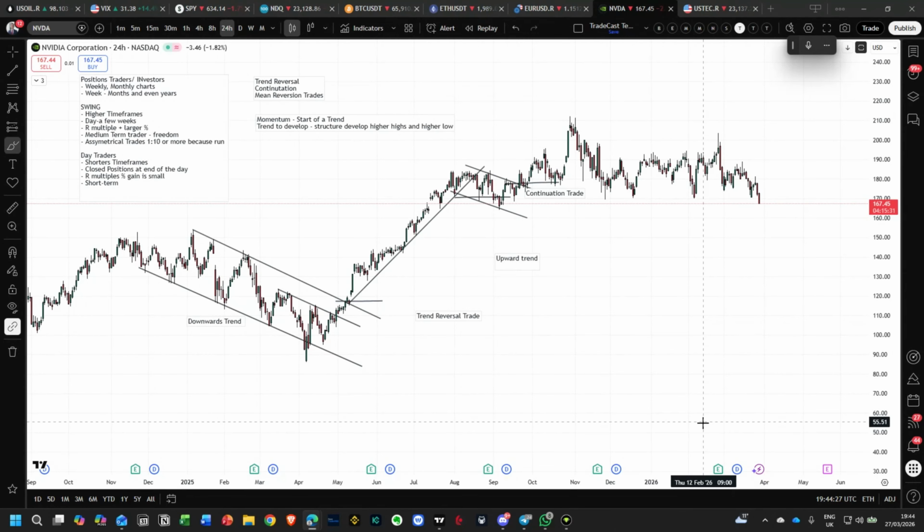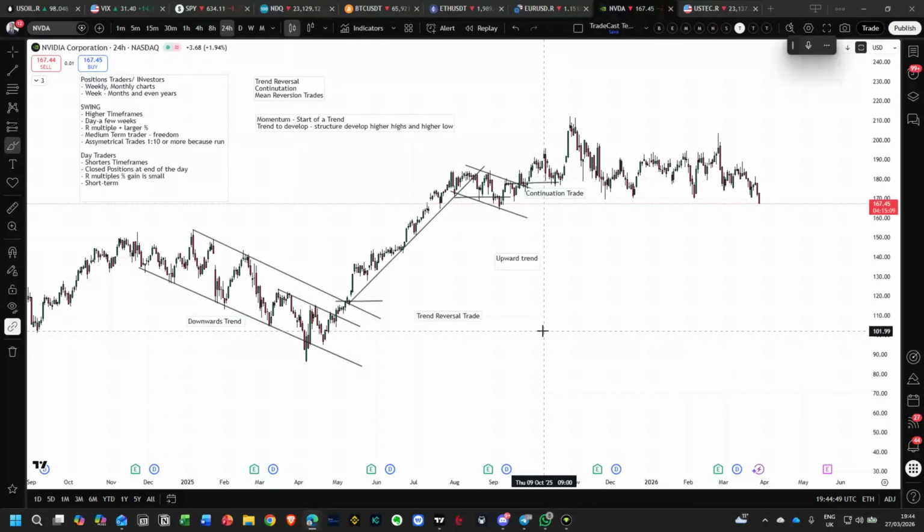Right, so we've covered swing trading and what that entails. We've also now covered momentum in the second video. Now I want to go into trend following. Okay, what is trend following?